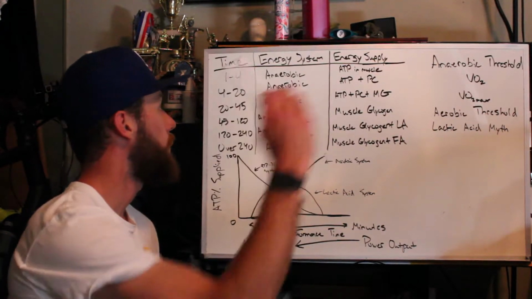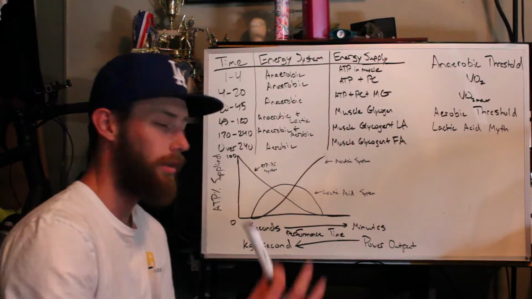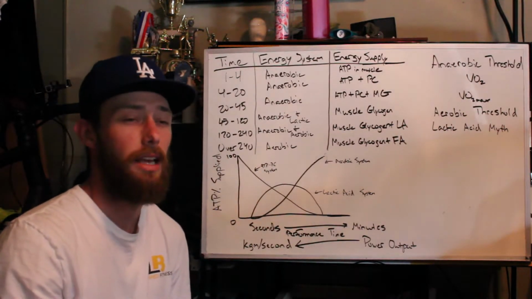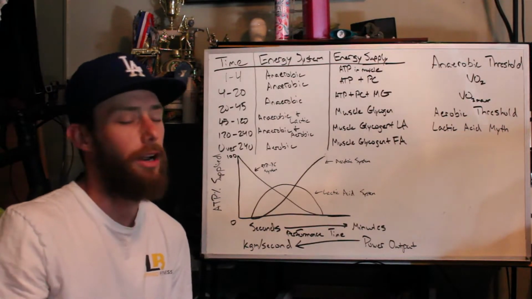That's your first kind of benchmark, and all these times are loose. Like it says 1 to 4. You might find some textbooks that say plus or minus a few seconds. Whatever. It doesn't really matter.